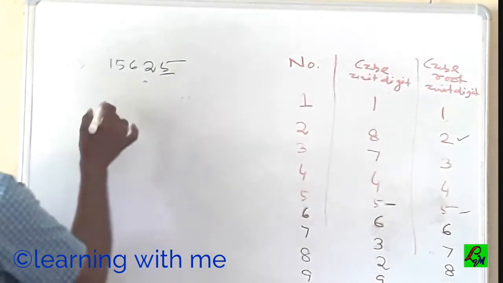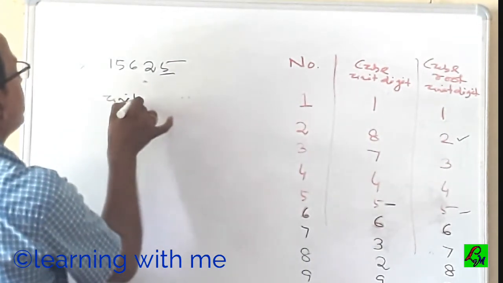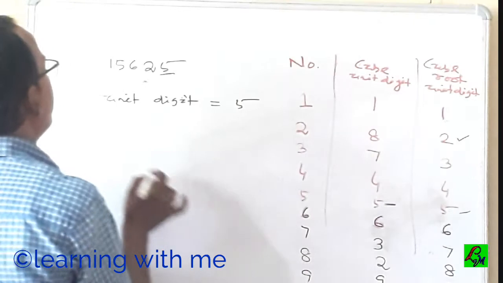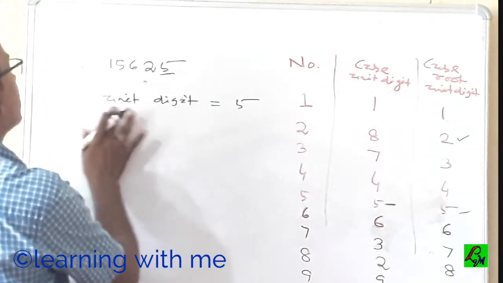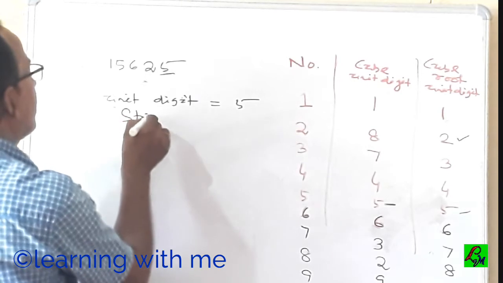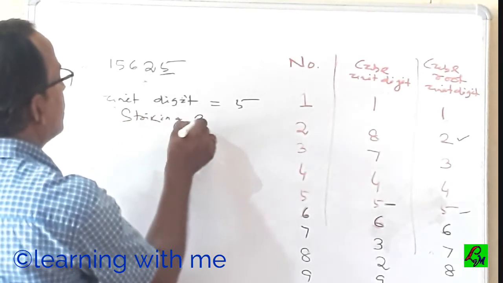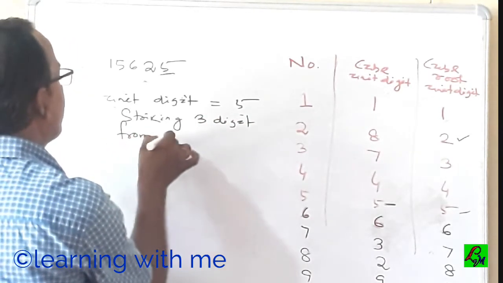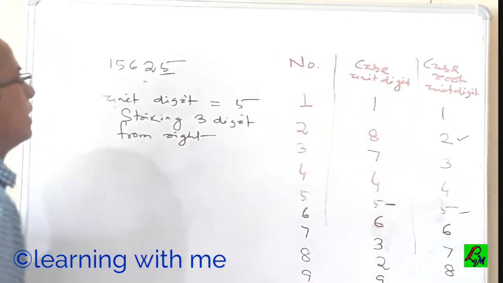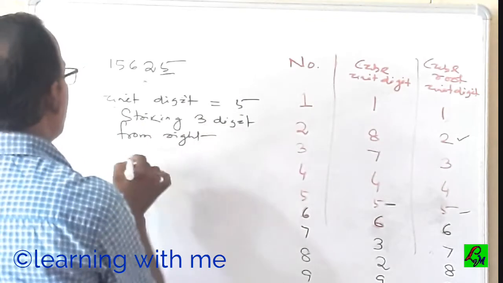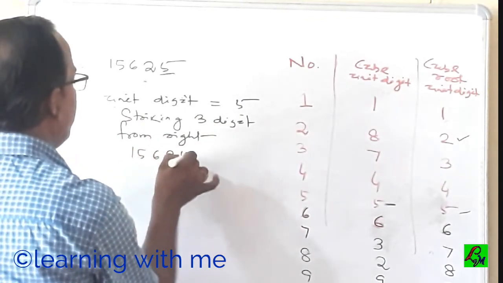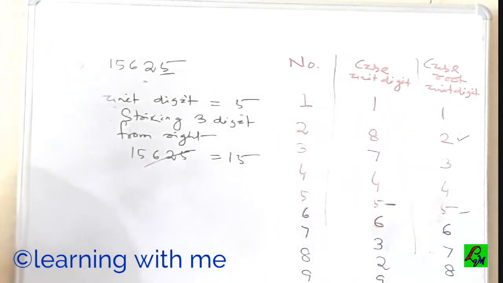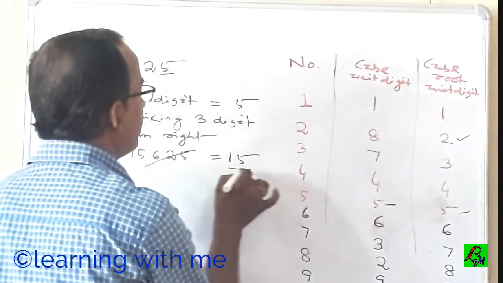So the unit digit equals 5 here. Then strike out 3 digits from the right. 15625, striking 3 digits, leaves only 15. But is 15 a perfect cube number?